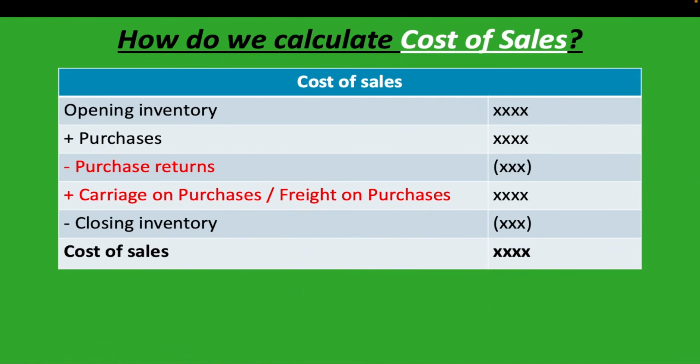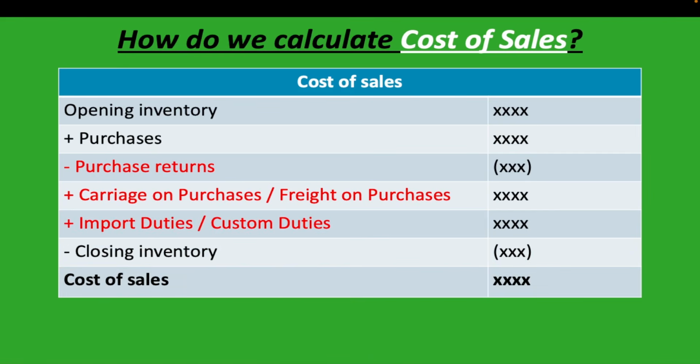But I'm sure you now understand what carriage on purchases is. What's the other line item that we may have? We may have what is called import duties or custom duties, meaning the taxes that you pay when you're importing the inventory. That will form part of the cost of your inventory, and that is why we are putting it as a positive.